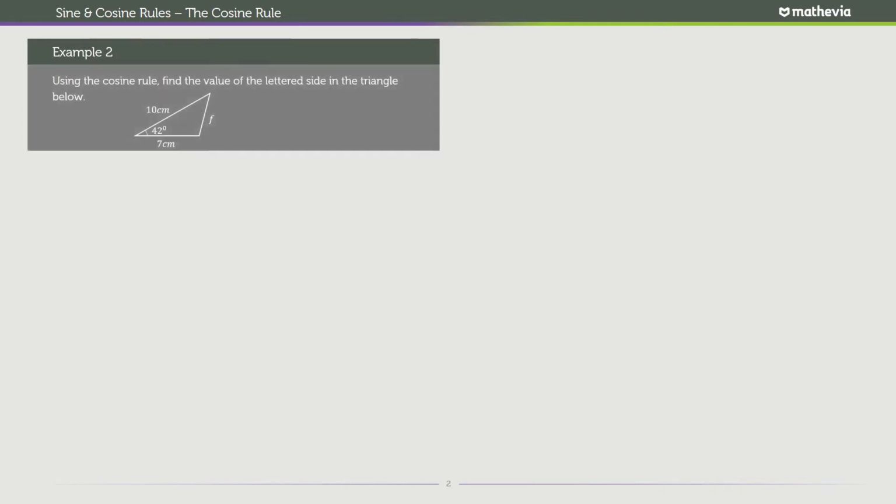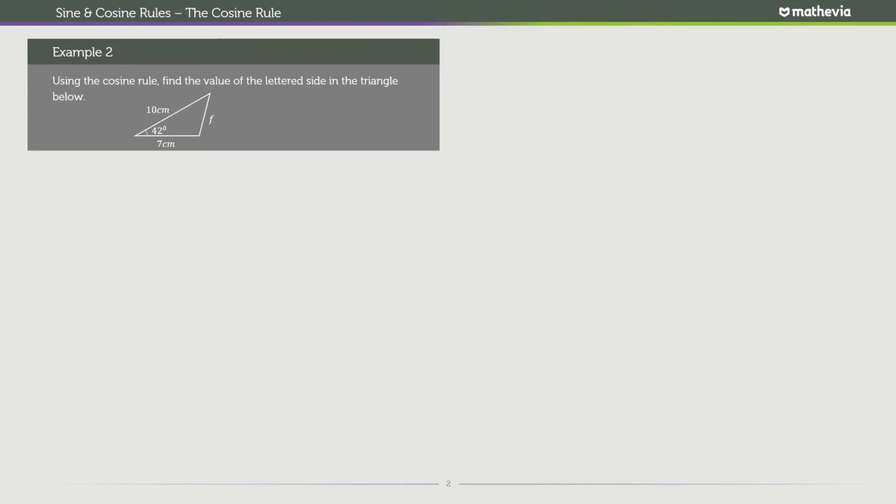Example 2, and we're looking to find f. We have 42 degrees in the triangle, and the bounding sides are 7 and 10. So it could be any angle in the triangle, but you just need to think about it. The two sides should bound the angle. So the two bounding sides and an angle between them, and basically we have that.